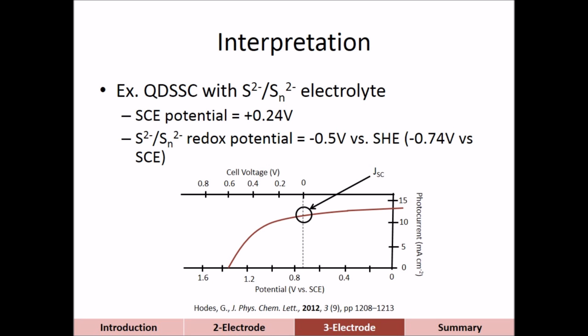So to do this, we know our potential of our reference electrode, and we know the potential of our redox couple with respect to that reference electrode, so we can offset our voltage, in this case by 0.74 volts. So this gives us a new IV curve, which is the IV curve that would be obtained for a 2-electrode cell if we had an ideal counter electrode. So this measures the performance of only the working electrode without any counter-electrode polarization effects.